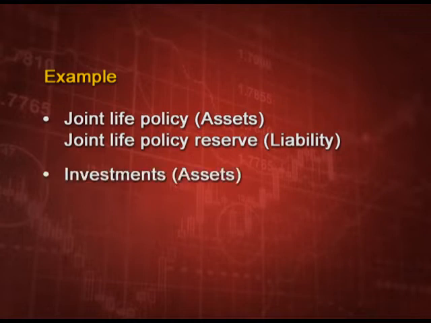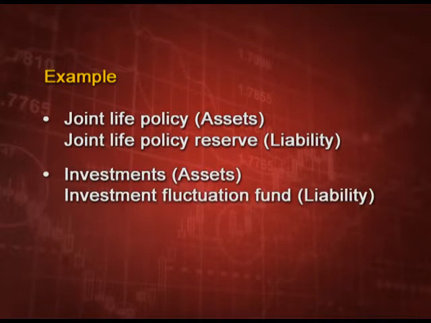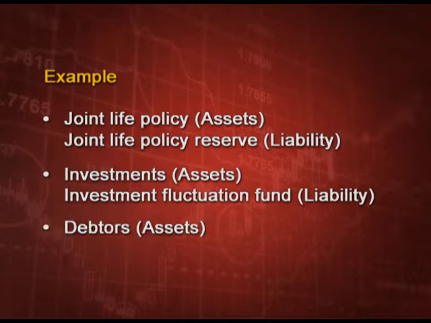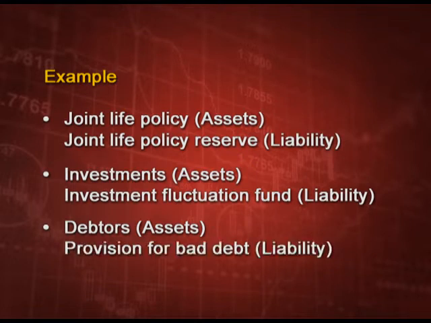Next point, if investment is given along with investment fluctuation fund, so investment will come on the realization debit side and investment fluctuation fund will come on the realization credit side. And similarly, if debtors is given along with provision for bad debt, the same treatment is extended: debtors will come on the realization debit side and provision for doubtful debt will come on the credit side of realization.